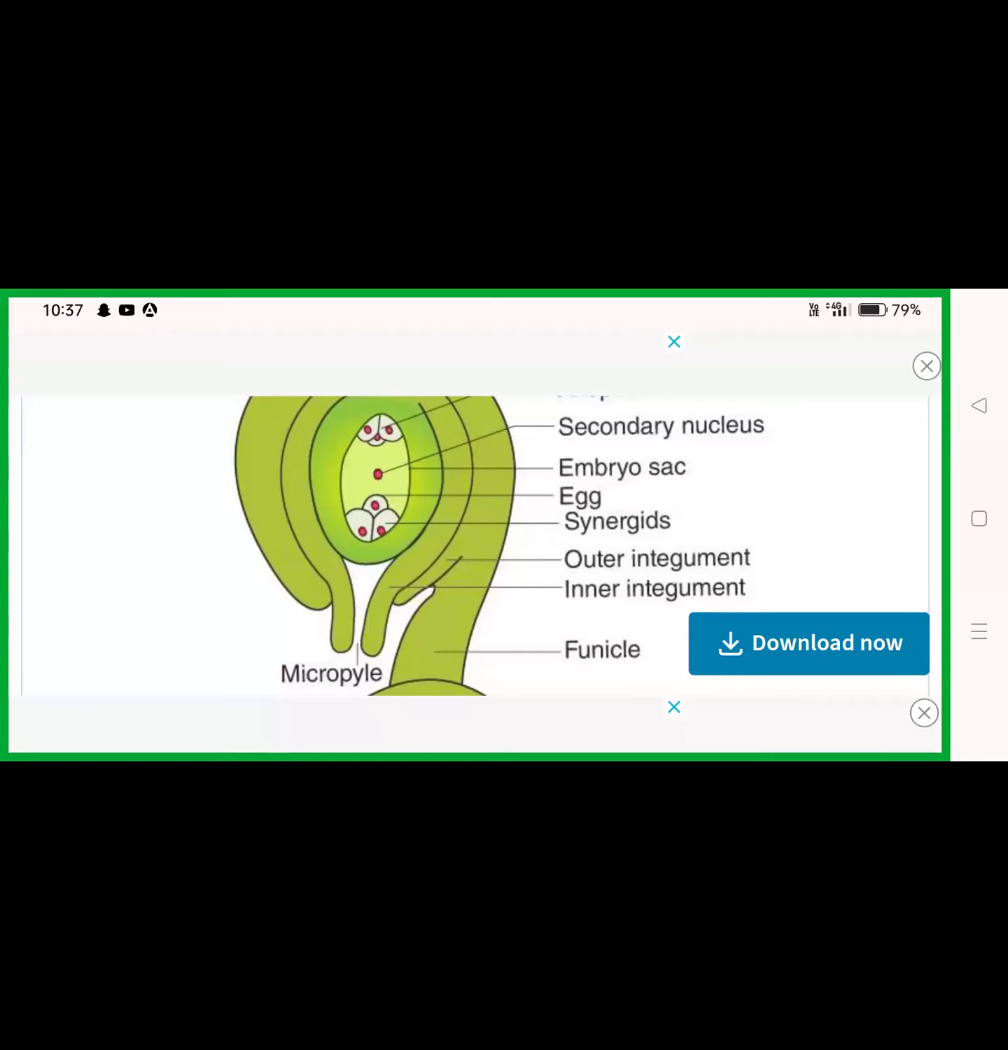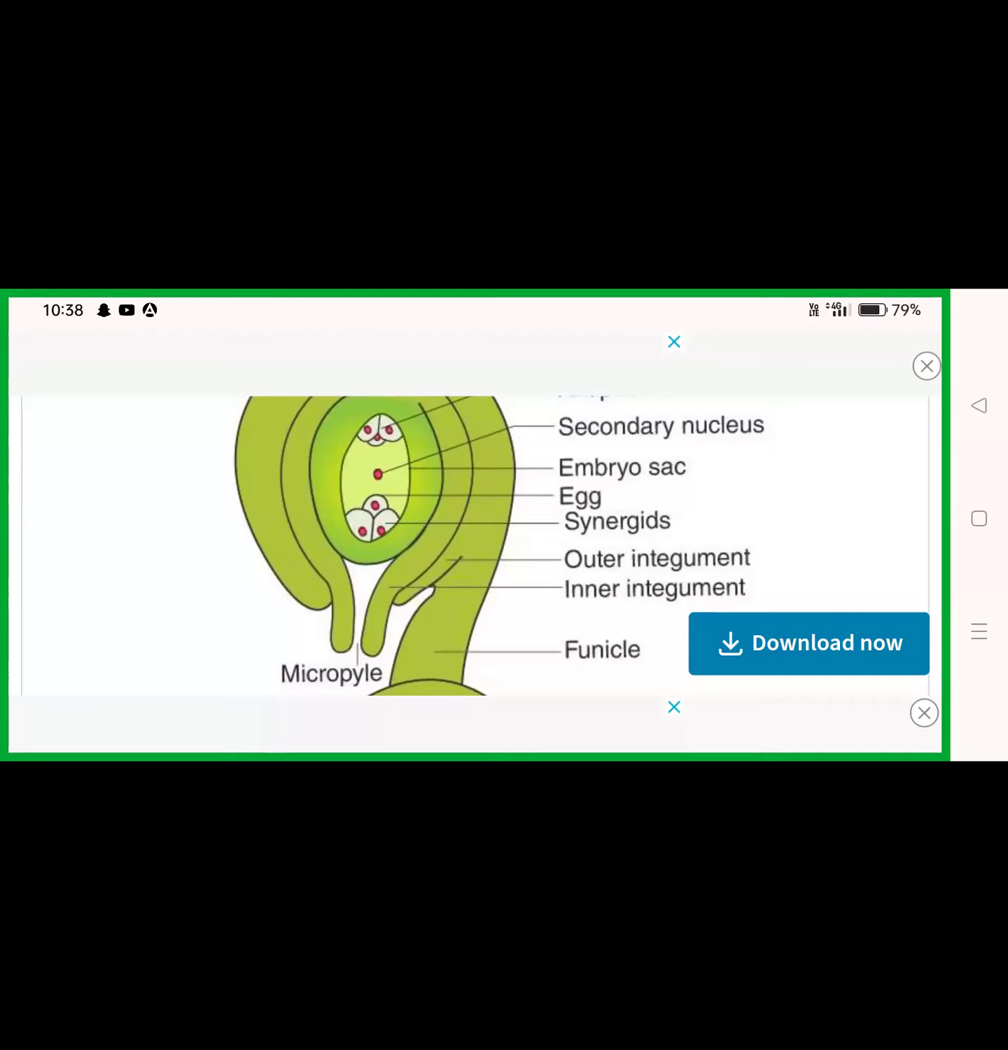Next, the embryo sac. The female gametophyte of angiosperms is known as the embryo sac. It is developed from 1, 2 or 4 megaspore nuclei, so it is very important. The development of the embryo sac from only one megaspore is called monosporic.